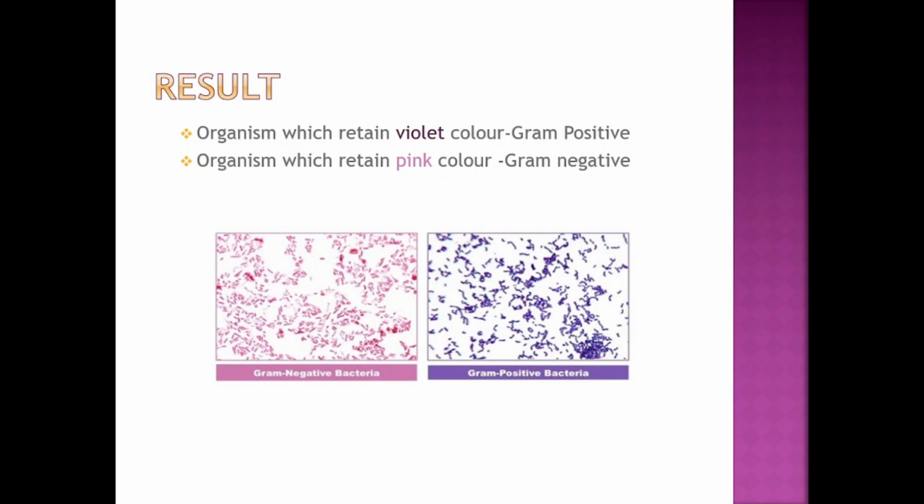The organisms which retain violet color, which appear violet in color, are gram positive organisms. Whereas the organisms which retain the pink color, which appear pink in color, are the gram negative bacteria.